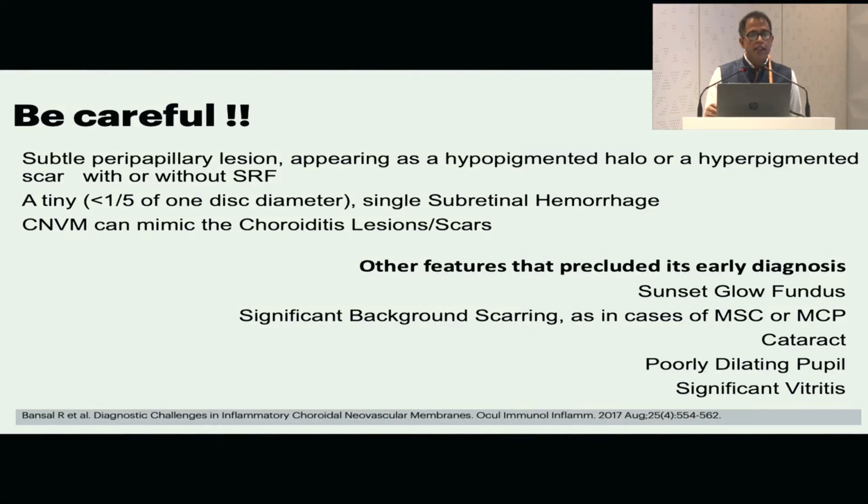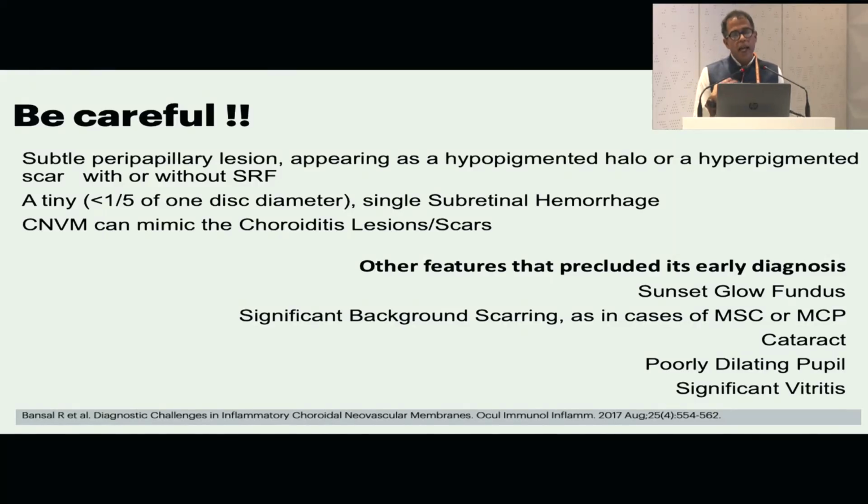It says that the subtle peripapillary lesion appearing as a hypopigmented halo or hyperpigmented scar, with or without SRF, should arouse suspicion. A tiny, one-fifth of the disc diameter, single subretinal hemorrhage is also very important. And CNVM can sometimes mimic choroiditis lesions or scars. So you have to be very, very careful.